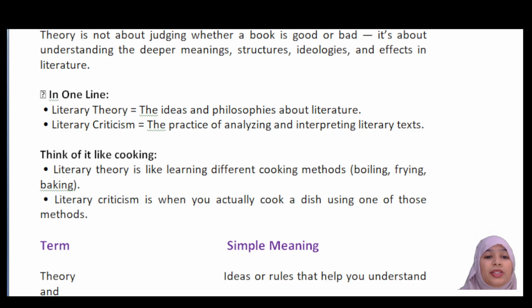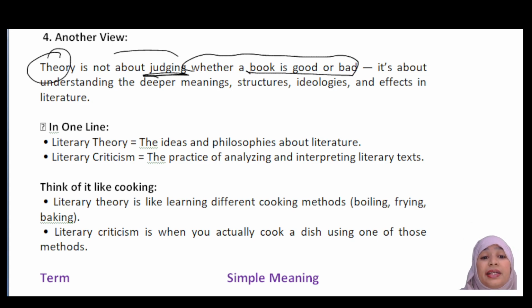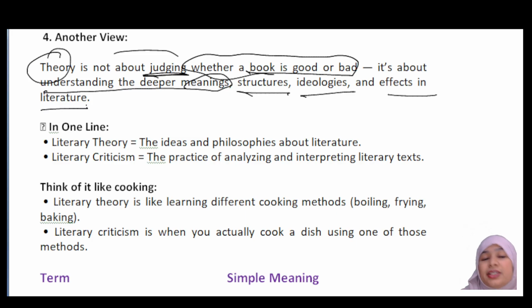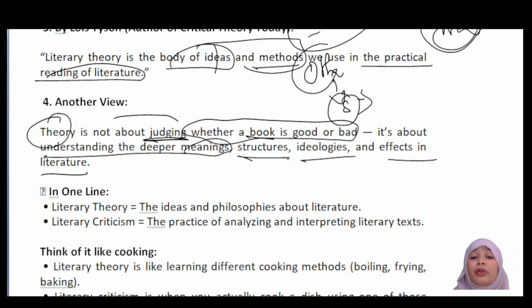Another view, theory is not about judging. It is very important, note. Theory means it is not about judging whether the book is good or bad. Instead, it is about understanding the deeper meanings and structure, ideologies and effects in literature. Getting my points? Here we can see Othello, how it affects society. They won't bother about that. They won't judge this work, how much it affects. Judging work is criticism.